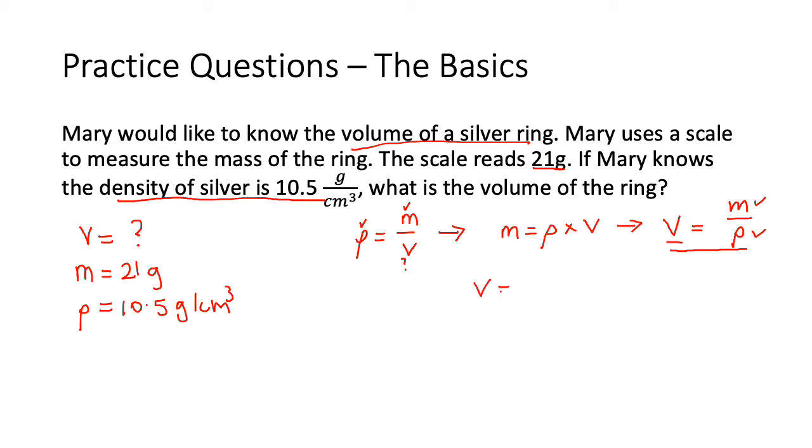So we know volume equals mass over density. We pop our numbers in. Mass is 21 grams and our density is 10.5 grams per cubic centimetre. When we calculate 21 grams divided by 10.5 grams per cubic centimetre, we come up with 2 cubic centimetres. So the answer to the question is the volume of Mary's silver ring is 2 cubic centimetres.